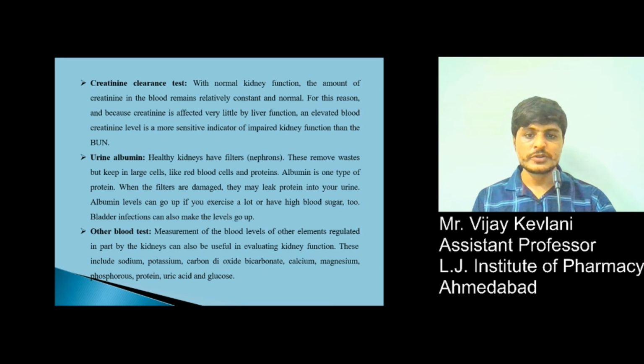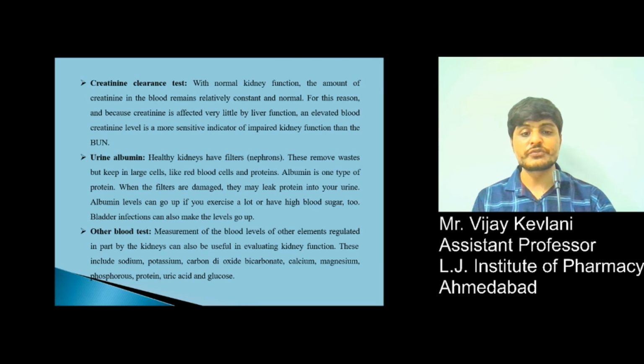Urine albumin. Healthy kidneys have filters. These remove waste but keep in large cells like red blood cells and proteins. Albumin is one type of protein. When the filters are damaged, they may leak protein into your urine, and it shows protein is present in your urine. Right? So that shows your kidney damage.